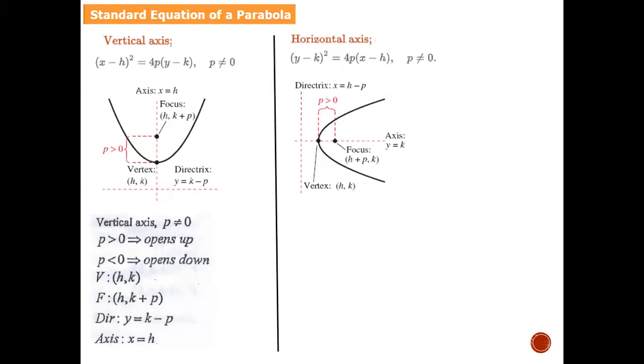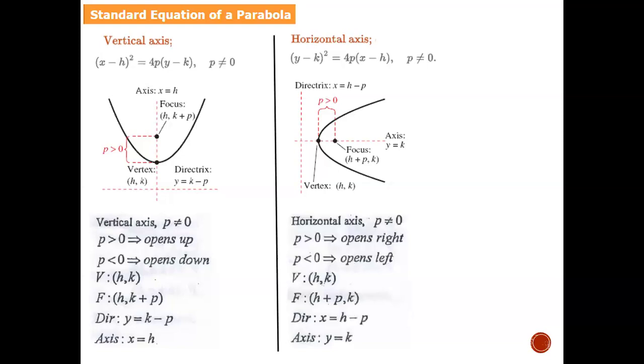Again, very similar for our horizontal axis. It's very important that we know the direction of a parabola in order for us to use the right formulas. I will be referring to the vertical axis as equation 1, and whenever I have to use the horizontal axis, I'm going to refer to it as equation 2. So let's get started.